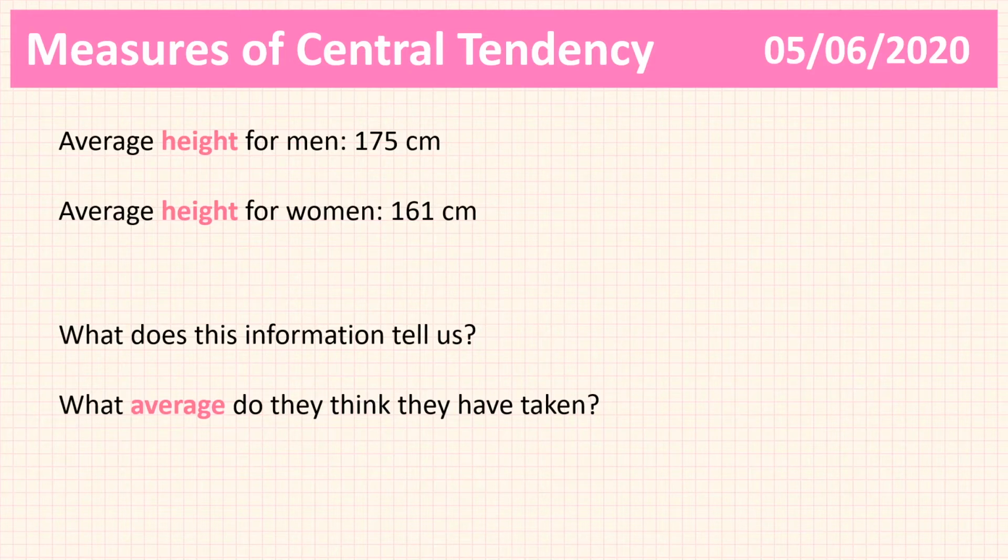Okay, now that you've had some time to think about these two statements, what does it mean? Well, when we're saying the average height of men is 175 centimeters, we're saying that most men are this tall. Most men are 175 centimeters tall. Obviously, there would be some men who are taller than this, and some men who are shorter than this, but the majority of men are this height. Similarly for women, they're going to be around 161 centimeters. Some women will be taller, some women will be shorter.